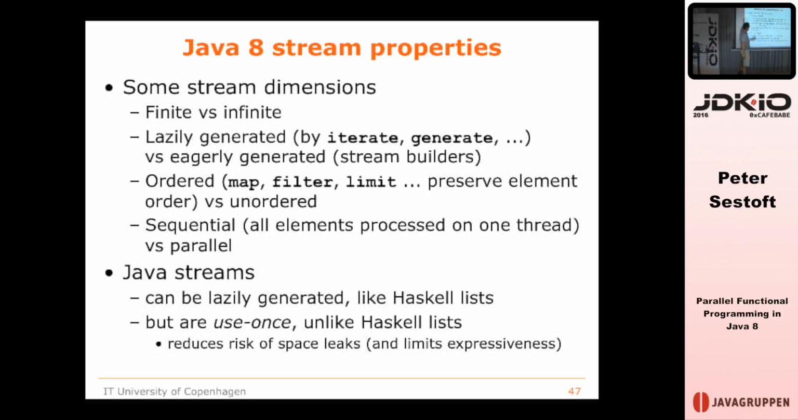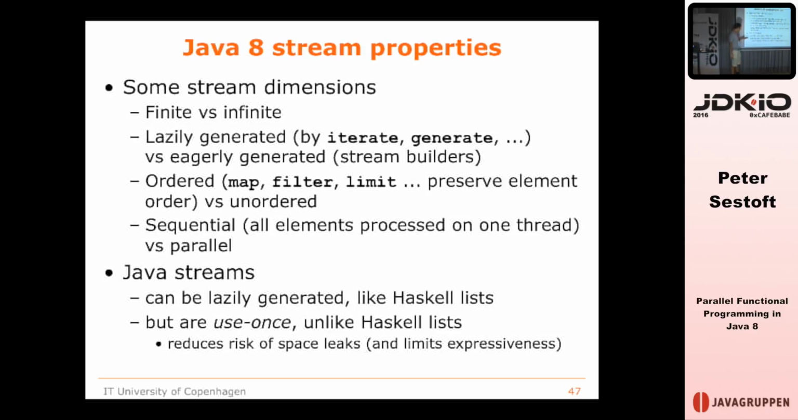A stream may be ordered, meaning that map, filter, and limit preserve element order in the result, or unordered, which accepts that the output of map may not be in order, which I think is probably not something you want very often. A stream may be sequential, where all elements are processed on a single thread, versus parallel, which means that elements are processed chunk-wise on multiple threads on a thread pool.